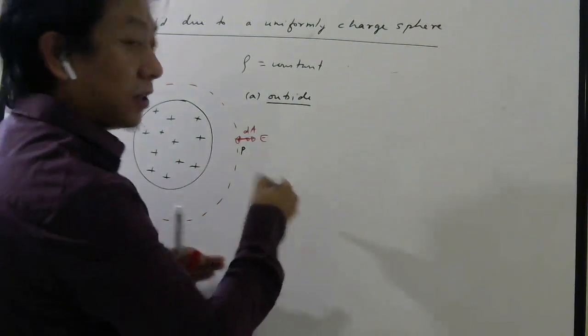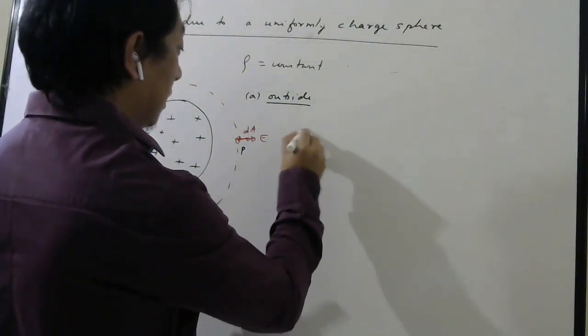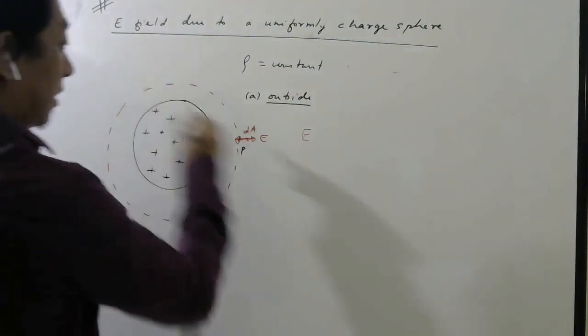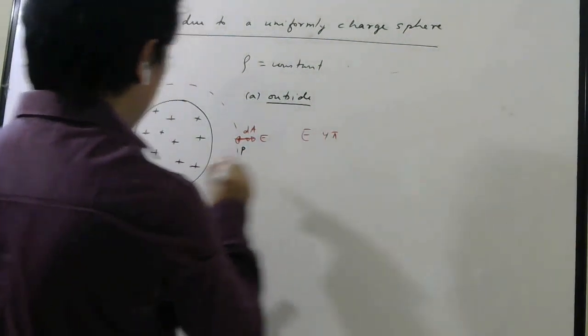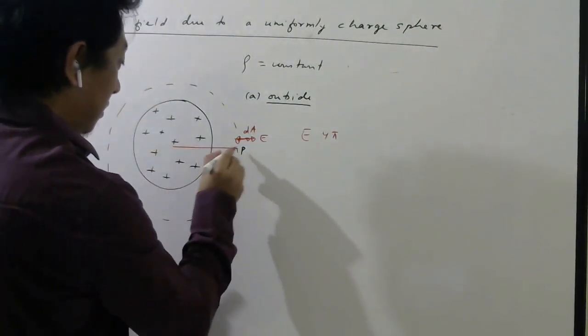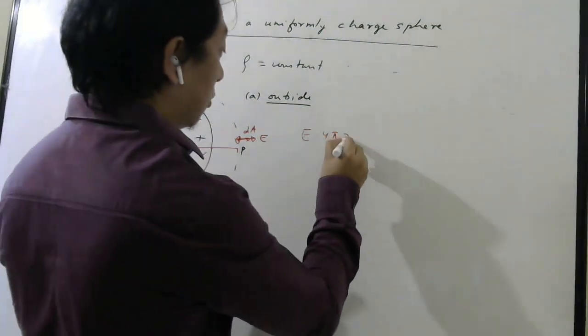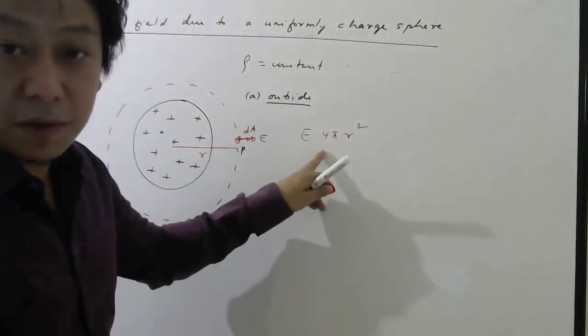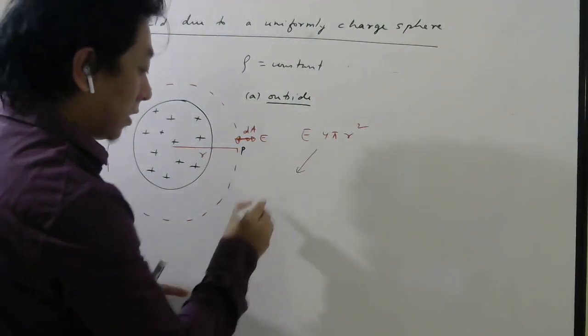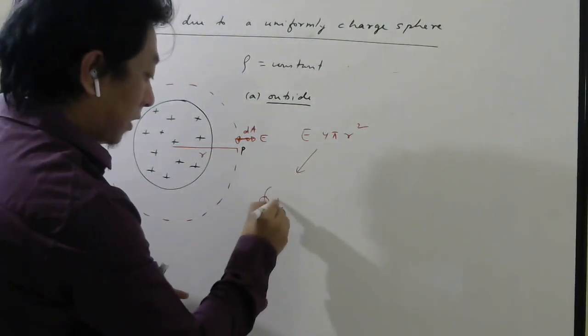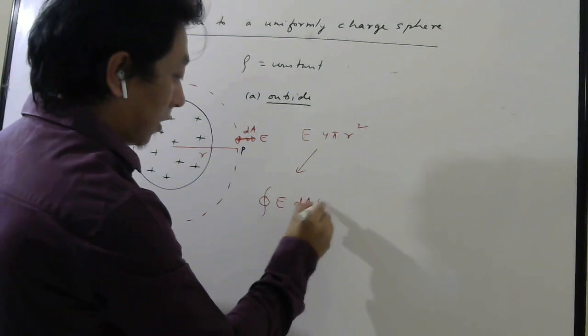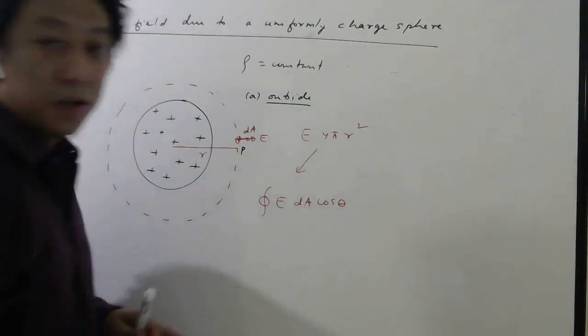So if you calculate the net flux, what will you get? E into this area. This area was how much? 4 pi, let us say from the center, this point is at a distance r. Then it will be E into 4 pi r square. This part you remember, right? How we calculated this part was net electric flux is given by this formula, integral of E dA cos theta.